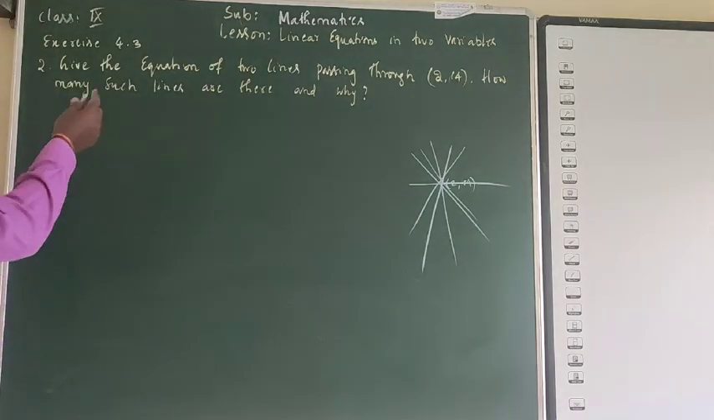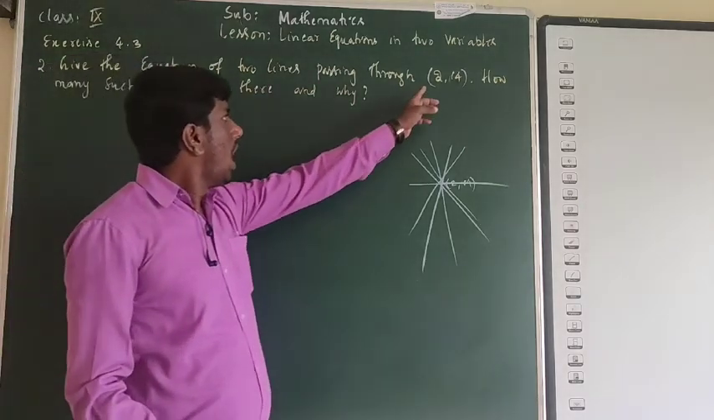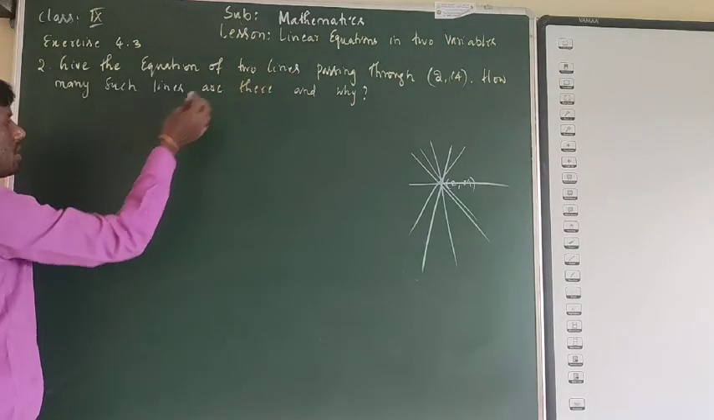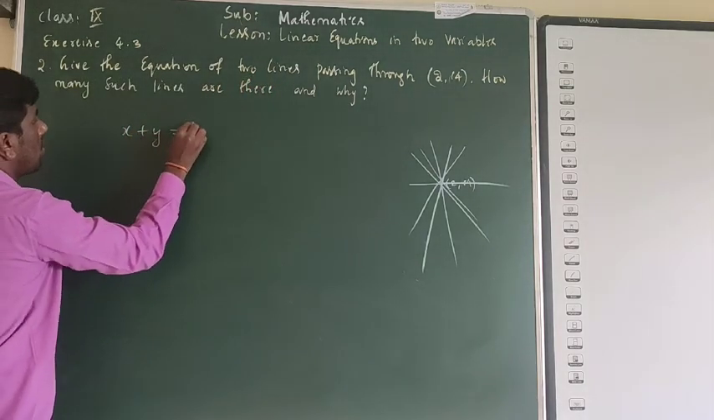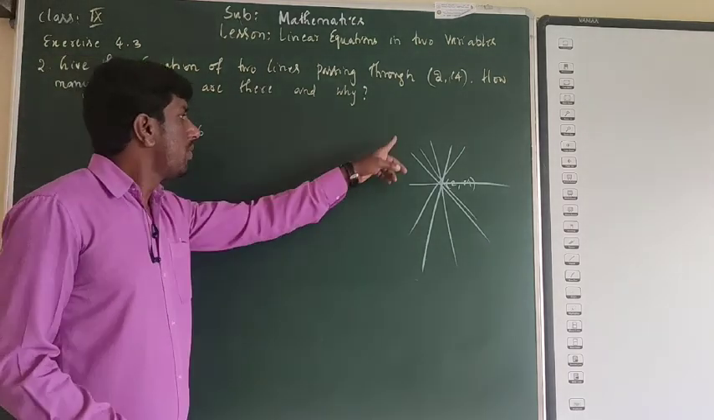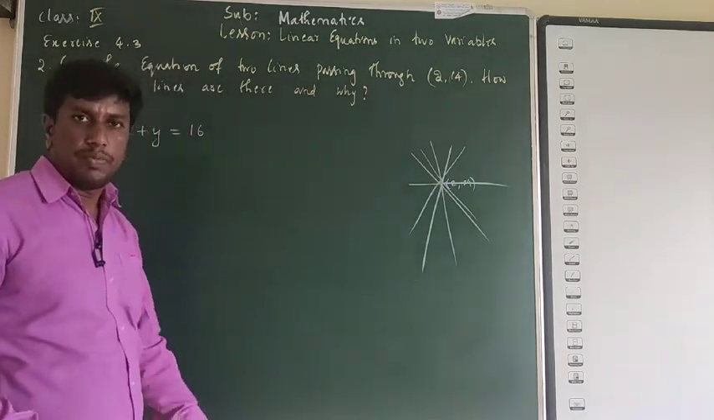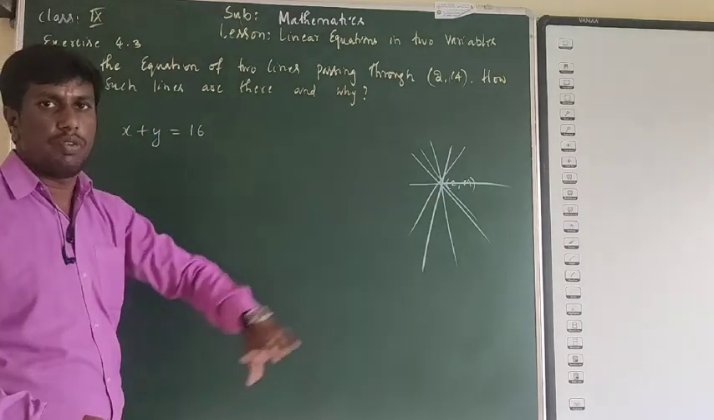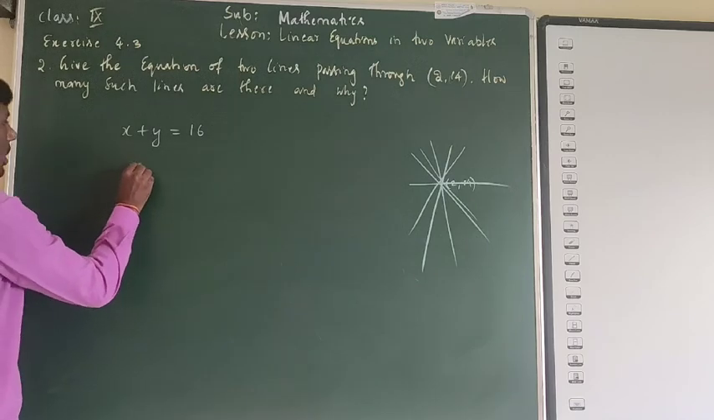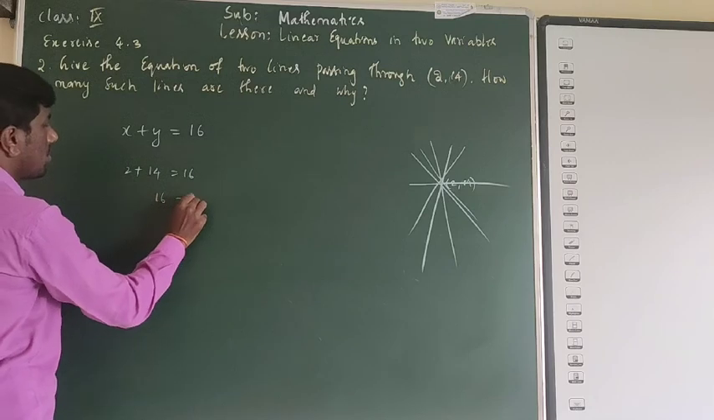So I write the 2 lines. (2, 14), very easy. Add these 2: 2 plus 14 is equal to 16. Take this as x and that as y: x plus y is equal to 16. This is the first equation. This equation will pass through this point, so the point will satisfy it. If you want, I can check it. This is the x value and that is the y value. Substitute in this equation: x is equal to 2, y is equal to 14. 2 plus 14 is equal to 16, 16 is equal to 16.